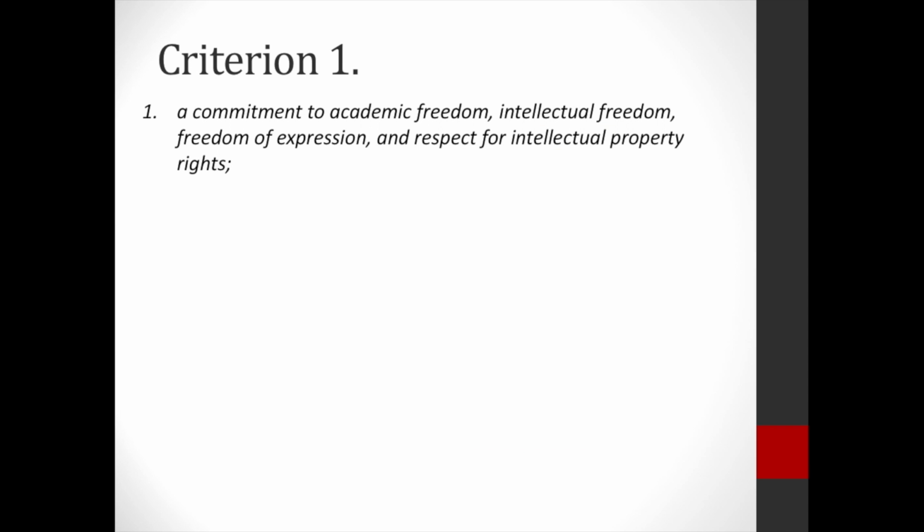Criterion 1 requires institutions to show evidence of how they demonstrate a commitment to academic freedom, intellectual freedom, freedom of expression, and respect for institutional property rights. In thinking about an institution's practices regarding these areas, it's important to consider related policies and processes that might be unique to the institution, as those too would be relevant under Criterion 1.